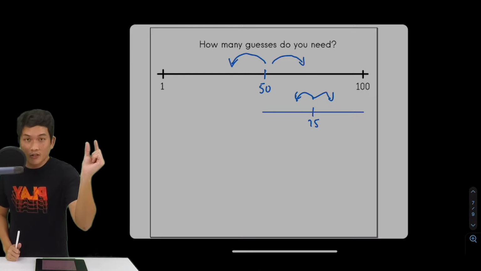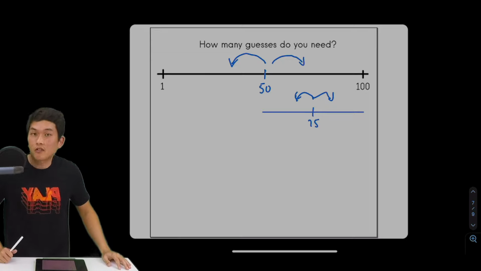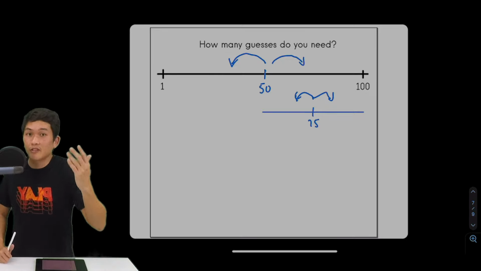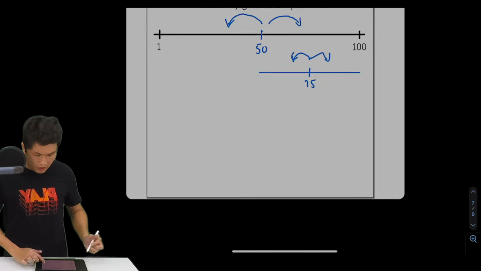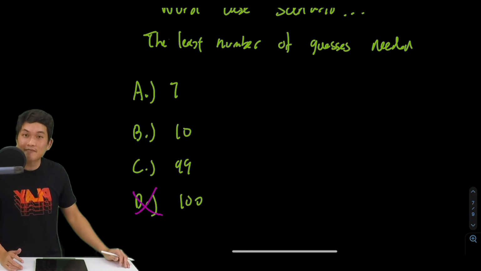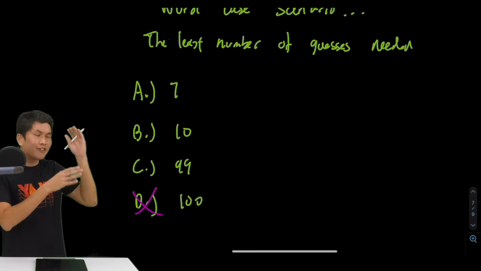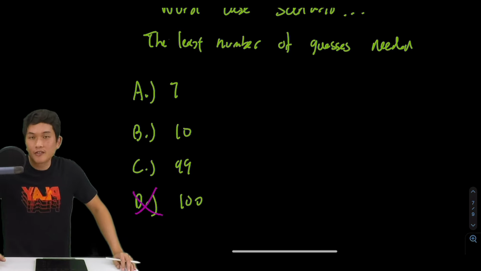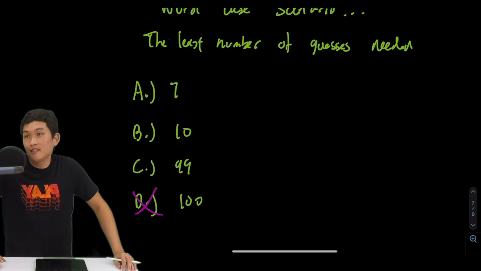Because when I can isolate it down to one single number, that must be the correct guess, the number that you're thinking about. Yeah, so with that, do you know what is the least number of guesses needed? Well, instead of doing guess and check or listing down, we can actually solve this mathematically in 3 lines, sort of 3 lines, or maybe 4 lines.